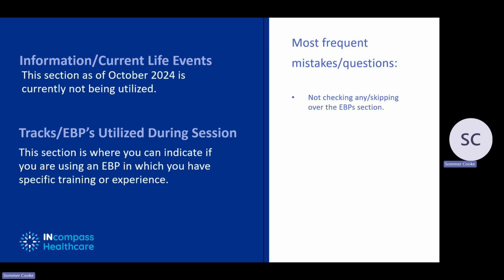The next section is the section that tracks EBPs utilized during your session. This is where you can indicate with check boxes if you are using an EBP in which you have specific training or experience. Some of the most common mistakes here would be skipping this section and not including any EBPs that you're using. This is often used for data collection and to provide evidence of some of the great services that you're providing.